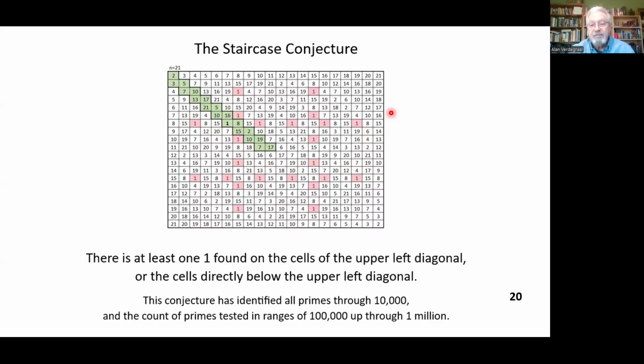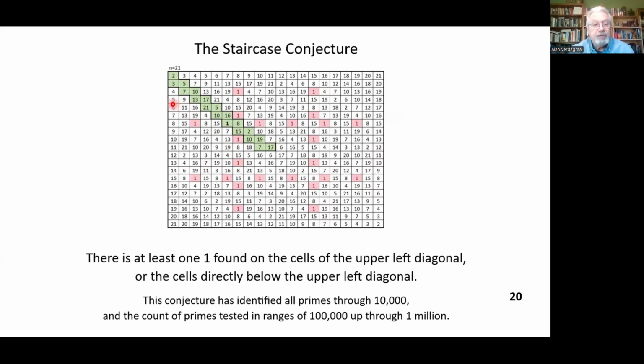Another interesting property revealed itself during the research and is known as the staircase conjecture, shown as the green region in this square SQ of 21.